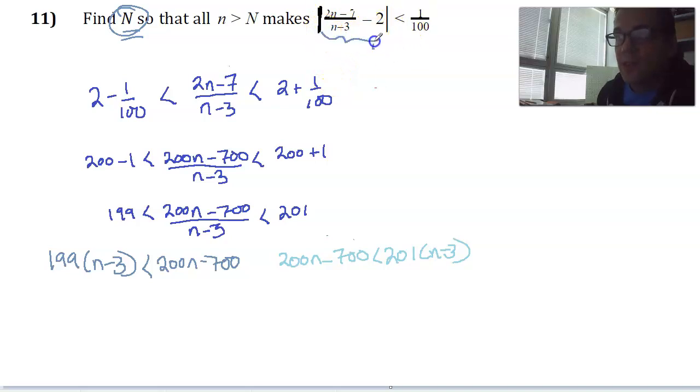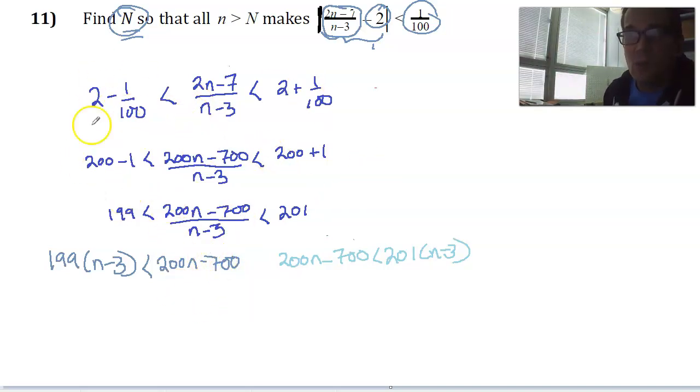I'm going to read this as the statement, things popping out of the sequence, their distance from 2 is less than 1 over 100. Or in other words, the values that pop out of the sequence are always, or at some point, between 2 plus a little bit and 2 minus a little bit. My first step is always to take this center, plus or minus that little bit, and put that sequence right in the middle. And then this is all the algebra you might do to try to get that n isolated.